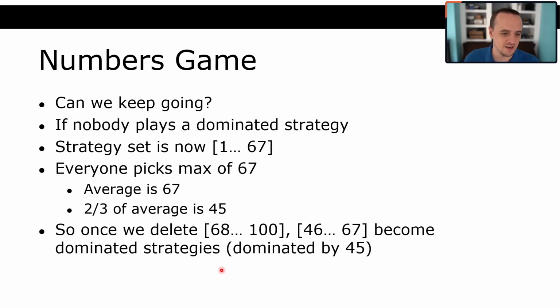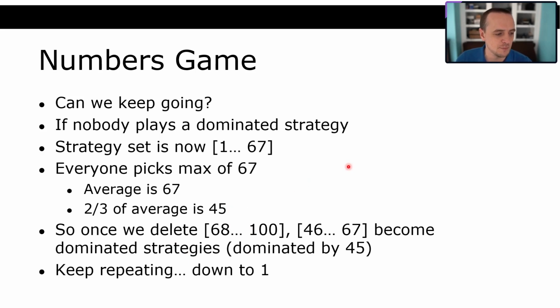So once we delete 68 to 100, because they're dominated, now 46 to 67 become dominated. And they're dominated by the choice of 45, right? And so what's going to happen here? Well, we could keep repeating this all the way down to 1, right? Because eventually, every single number, if we assume rational agents that do not play dominated strategies, then this process will keep repeating down to 1.